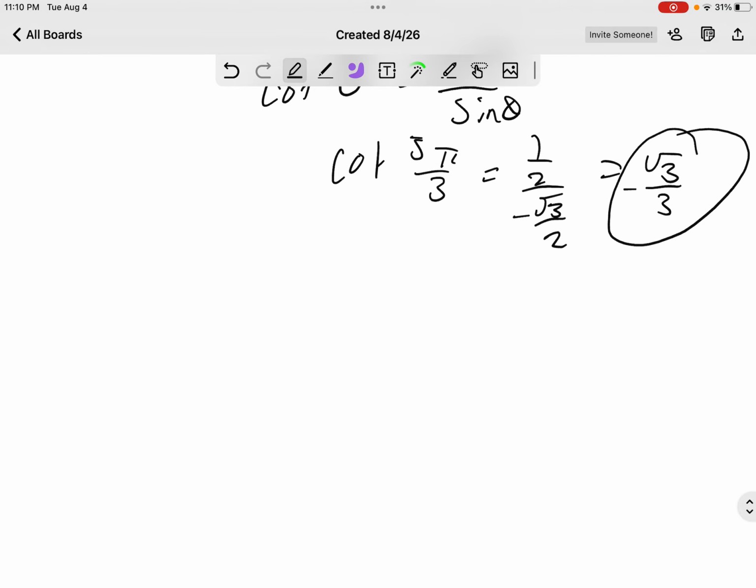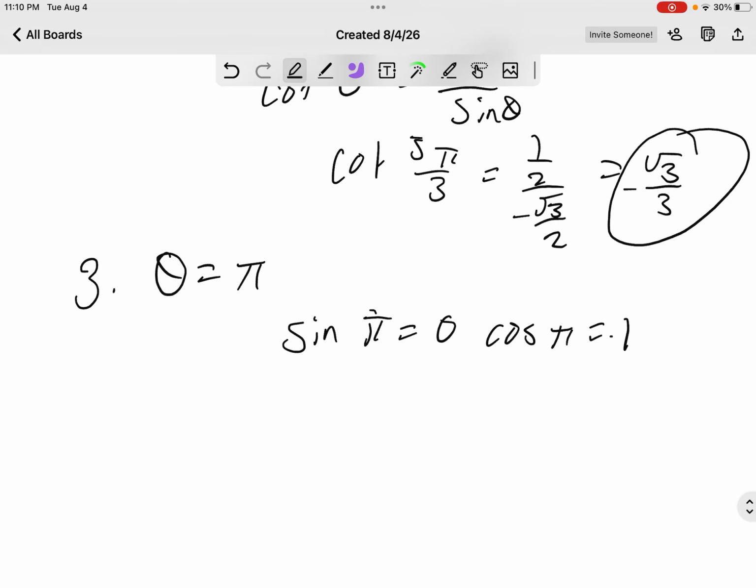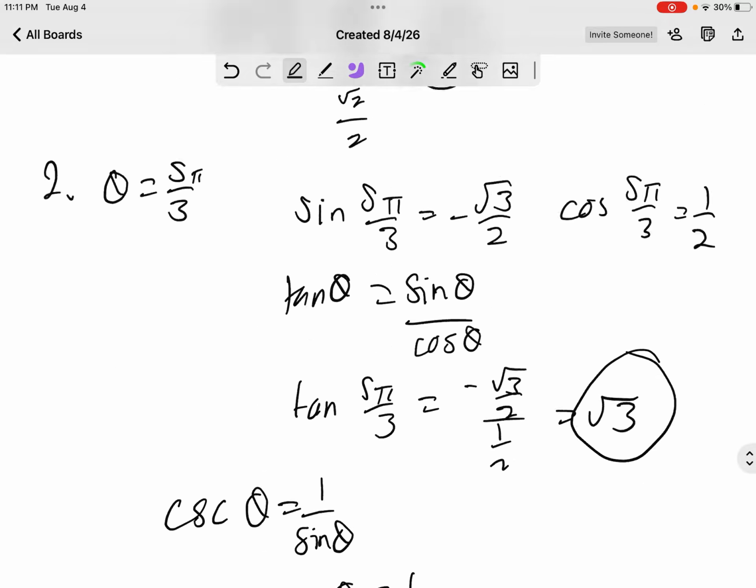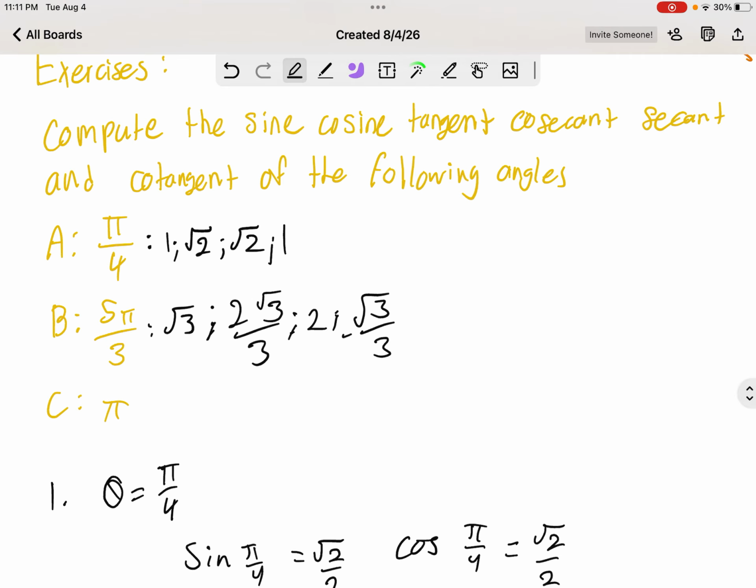Last one, Exercise 2. There's a pi. So sine pi will be equal to 0. Cosine pi will be equal to negative 1. Then we'll just use the tangent formula, which you already know by now. I'll just write tan pi equals 0 over negative 1, which is equal to 0.